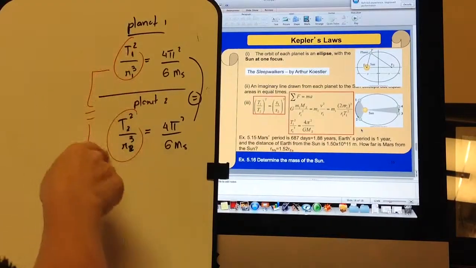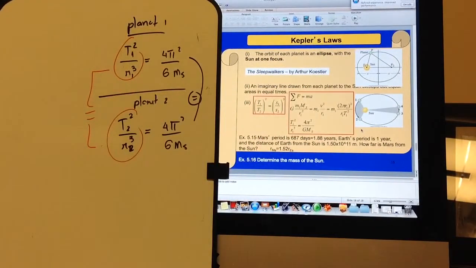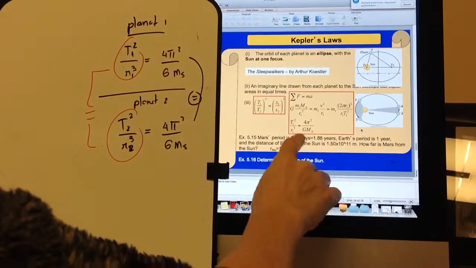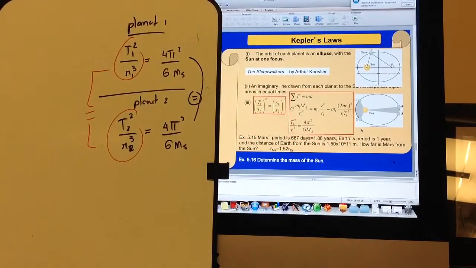And then once you know this ratio, you can go on solving problems. The problems are easy. Now it's just plugging numbers into this equation. The only problem is that these are big numbers, so you have to be careful with your calculator and changing units.